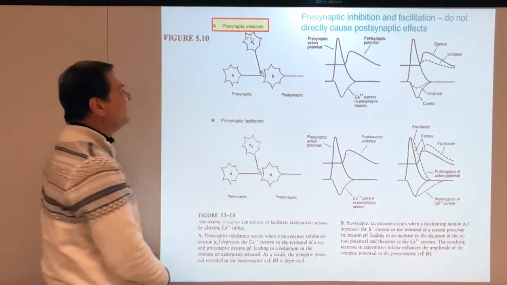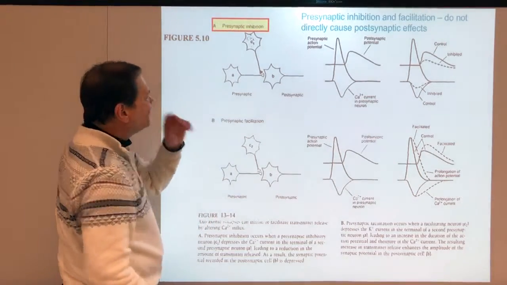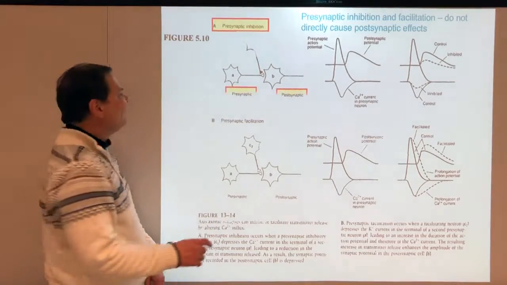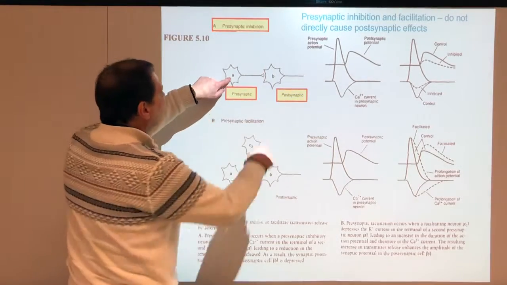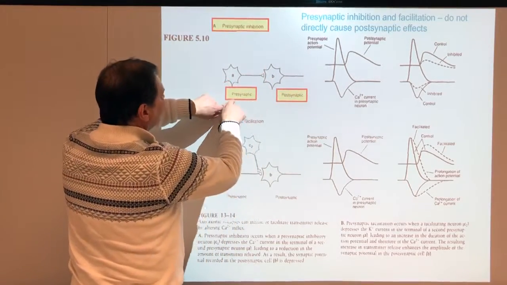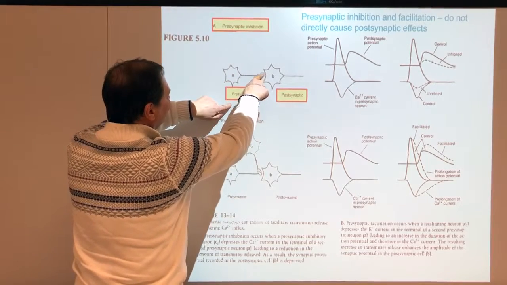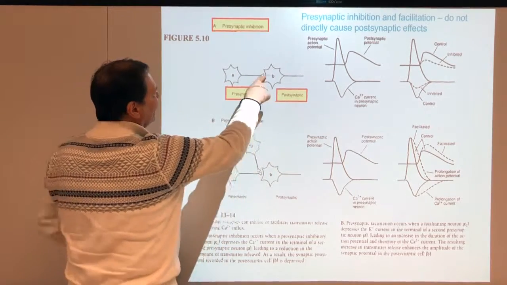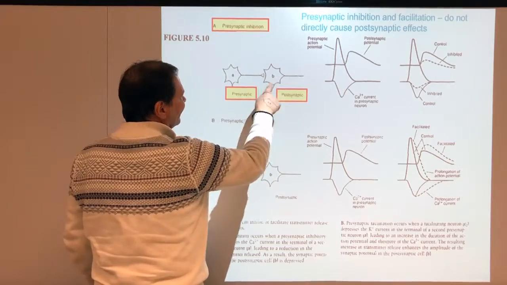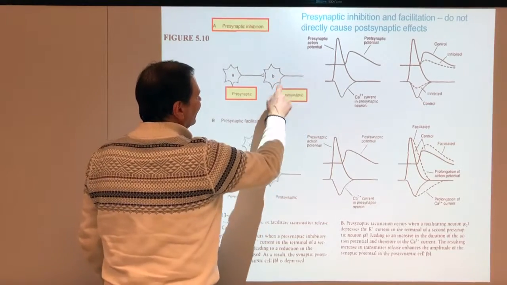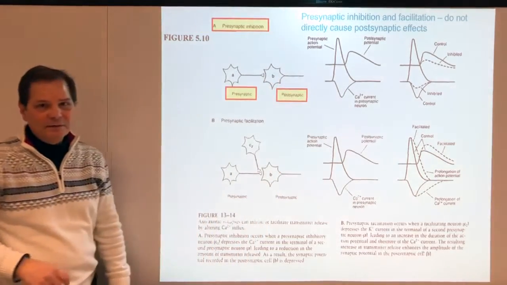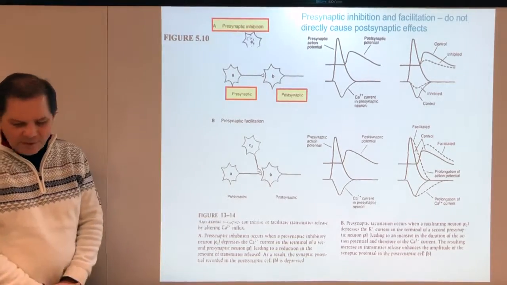Let's look at presynaptic inhibition. So I have two neurons, A and B. A is the presynaptic. The action potential propagates down here. It hits the nerve terminal. And neurotransmitter releases here, and that causes an action potential to fire in B. That is our postsynaptic neuron. Okay?